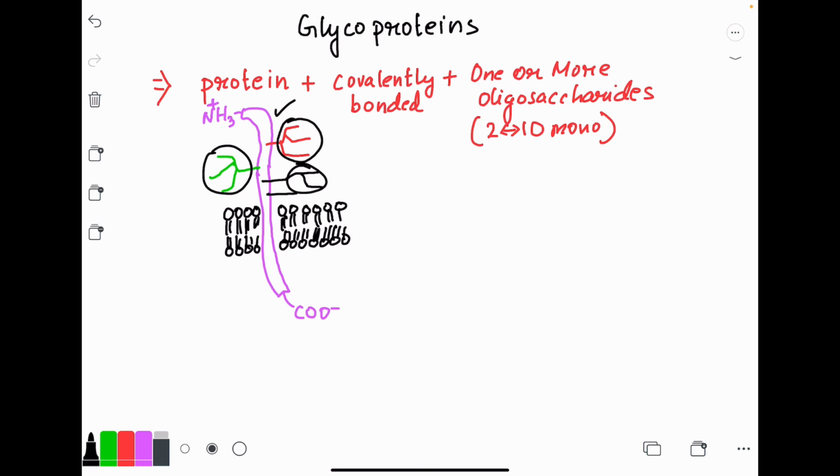So what type of carbohydrates are present in glycoprotein? They contain oligosaccharides, and usually they are present in the cell membrane, and also in the glycocalyx. Antibodies also contain glycoproteins. So I hope I was able to explain the question.